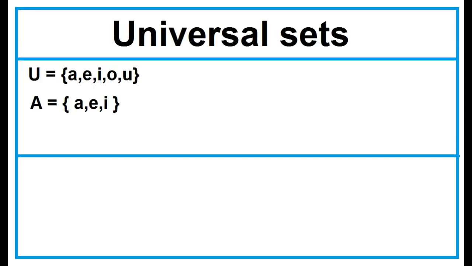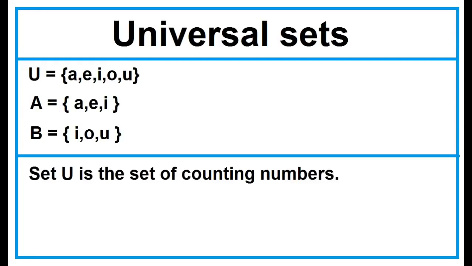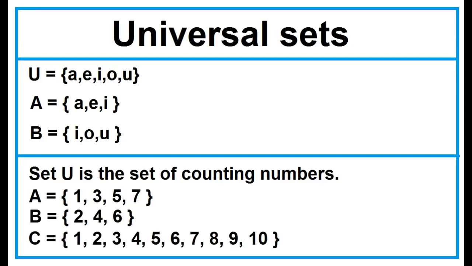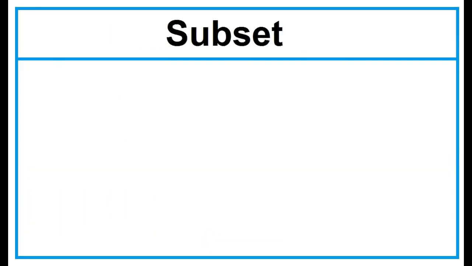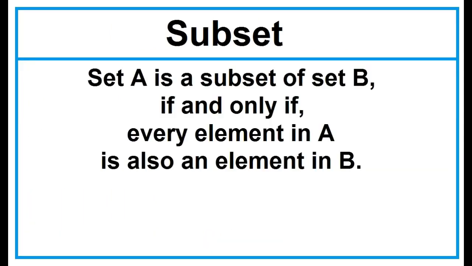Set A is a proper subset of set U. Set B is also a proper subset of set U. All the elements of sets A and B are also found in the universal set. Another example, set U is the set of counting numbers. Sets A, B, and C are proper subsets of set U because a universal set contains all the elements in a particular problem.